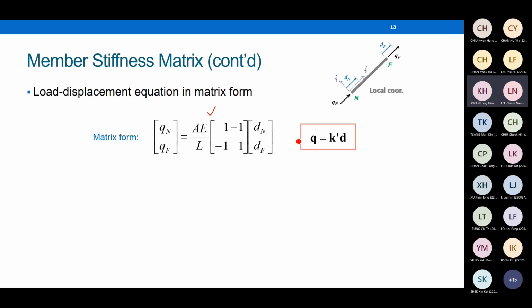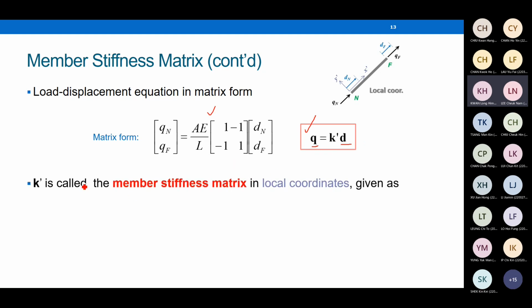So normally we use a bolded letter to denote vectors or matrices. This bolded letter Q denotes the force vector. This bolded D means the displacement vector. Bolded K prime means the local stiffness matrix. We use this bolded equation to denote the matrix equation. K prime is the so-called member stiffness matrix in the local coordinate system.